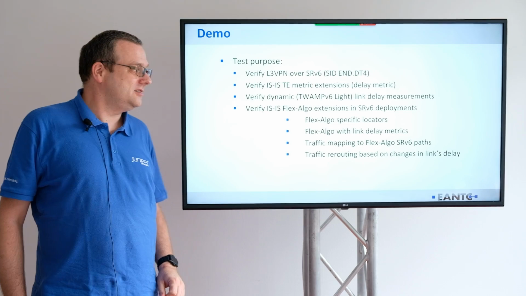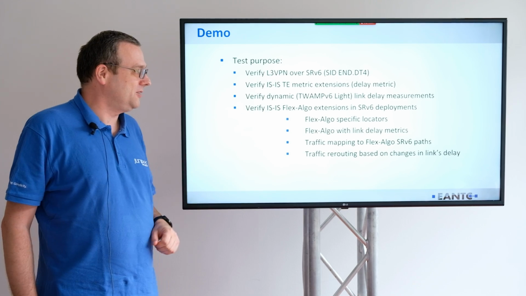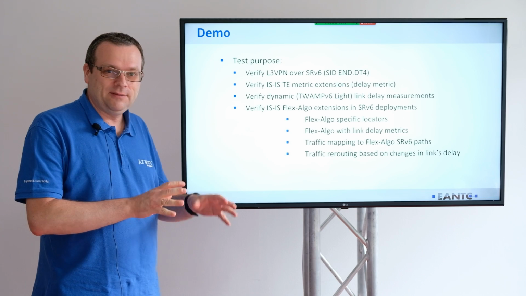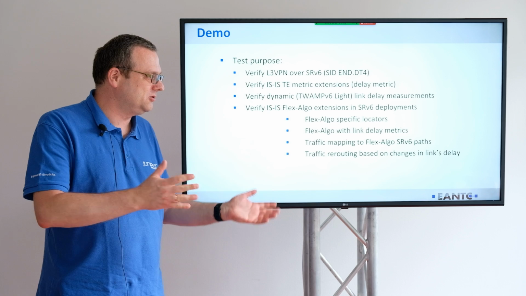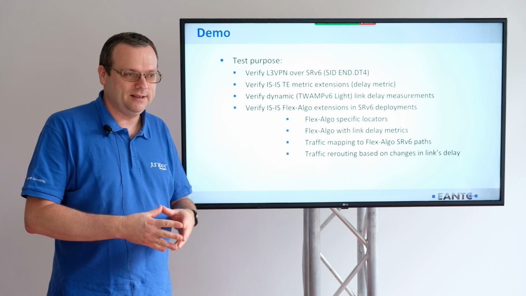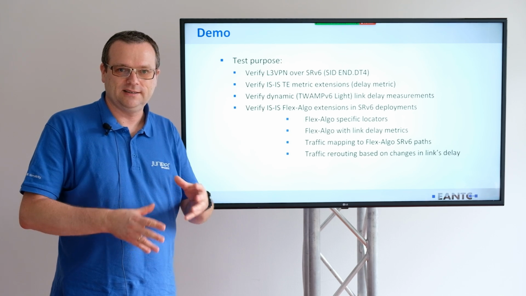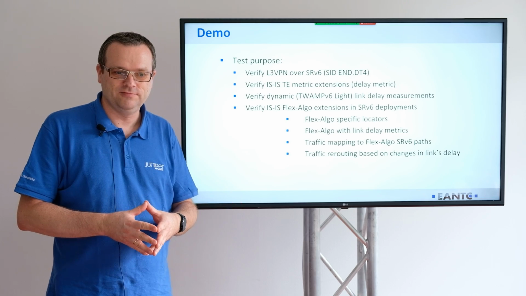As you see in this demo, we have presented SRv6, L3VPN over SRv6, and we concentrated on Flex Algo with delay metrics. We have manipulated certain delay metrics, and you see the traffic has been rerouted based on the automatic measurements using TWAMP Light, and the distribution is the result of the automatic measurements in the ISIS extensions delay metric. So thank you very much for your attention. Thank you.